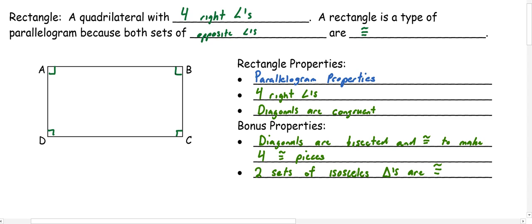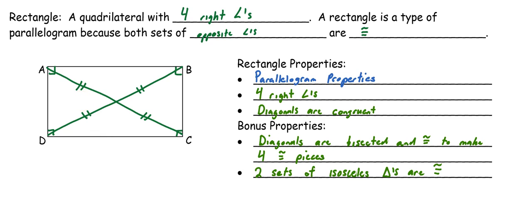They have four right angles at the vertices of our rectangle, and the entire diagonals are now congruent to each other. So the other thing that we can draw into this that's new for a rectangle is that our diagonals are congruent. When they're bisected and congruent, this is now breaking them into four congruent pieces, which is one of our bonus properties.